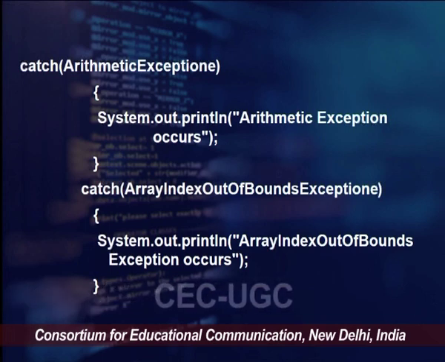Now, in order to look into this code, the first output is going to be the arithmetic exception, because that is the line which is preceding the line which is throwing the array index out of bound exception. So, the moment one exception is raised, the system is not going to go into the rest of the code which is written inside the try block.